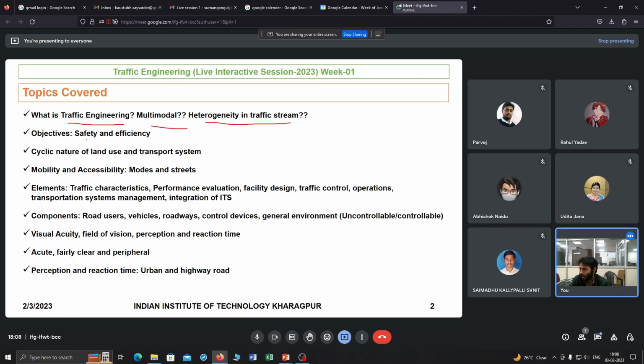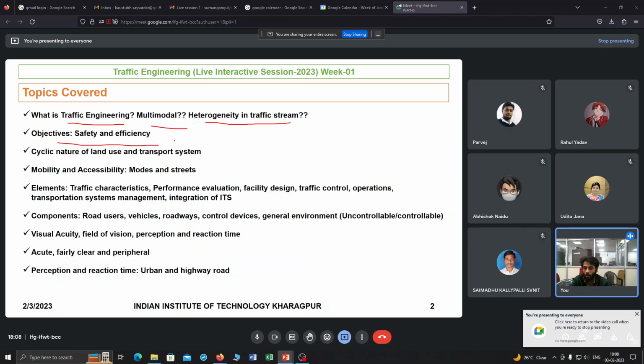So then the professor talks about the objective. So there are two objectives. First, the primary objective is to provide safer transportation. As you know, traffic engineering is not about moving people from one place to another, but it is moving people safely and efficiently from one place to another. It is in the definition itself.